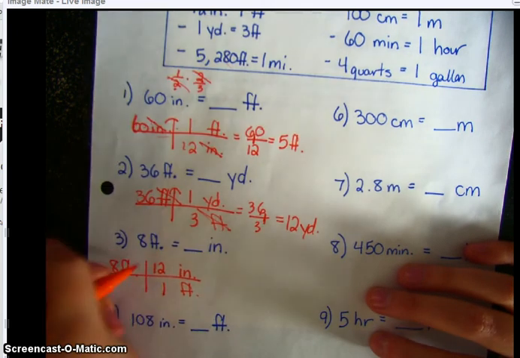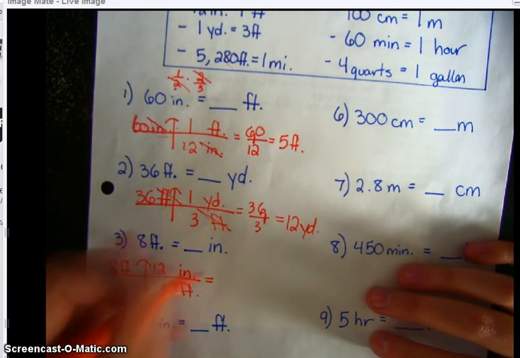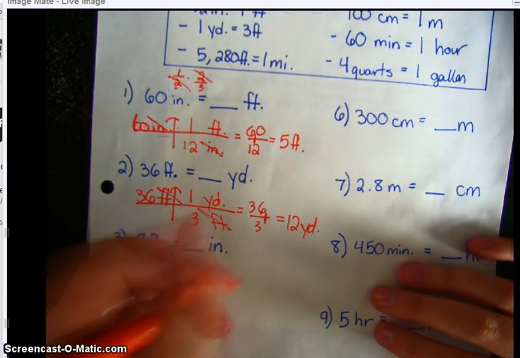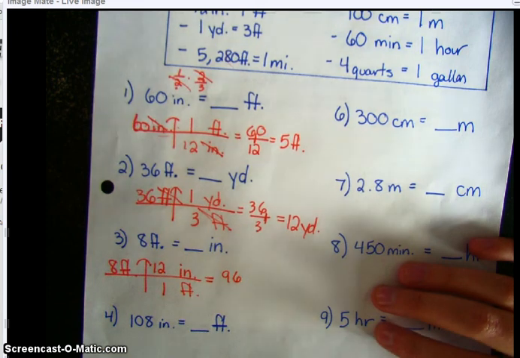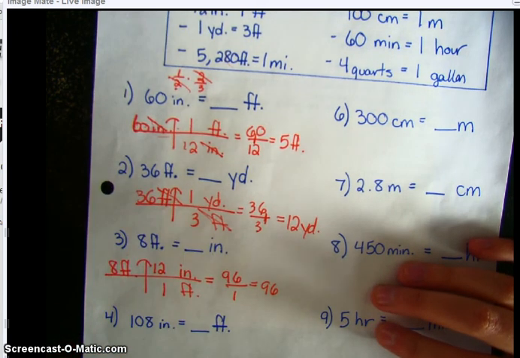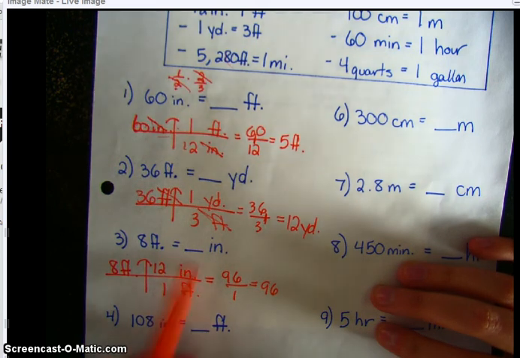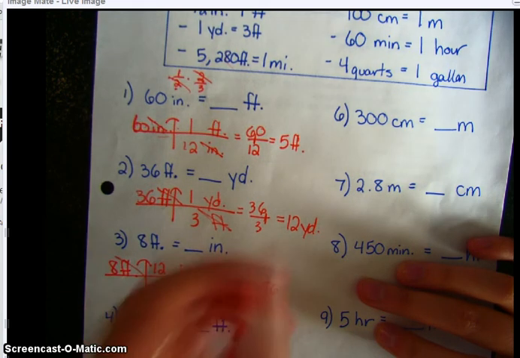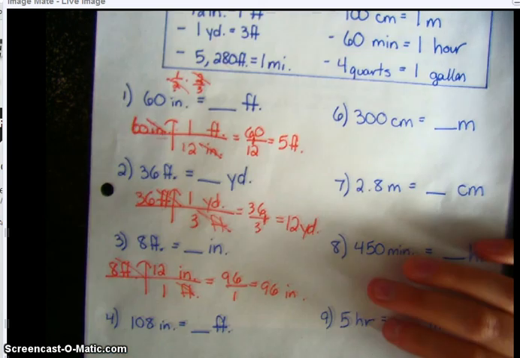And we're going to multiply across. 8 times 12 is 96. And nothing on the bottom, so 1. 96 divided by 1 is just 96. And then we have to worry about our units. There's nothing to cancel out with the inches, so that stays. But feet is in the numerator, feet is in the denominator, so we cross those out, and we're left with inches.